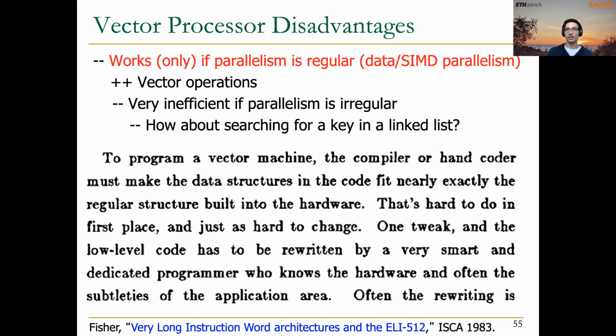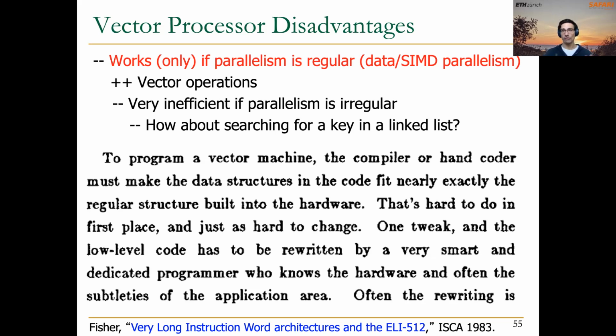If you look at the vector and the array processor that I just presented, or the A100 GPU, you will see that the structure of these processors is very regular. But the problem that we need to solve, and the data structures that we may need to use for your algorithm or application, may not be so regular. And perfectly mapping the data structure onto the hardware is really challenging. As Fisher said, that's hard to do in the first place and just as hard to change.